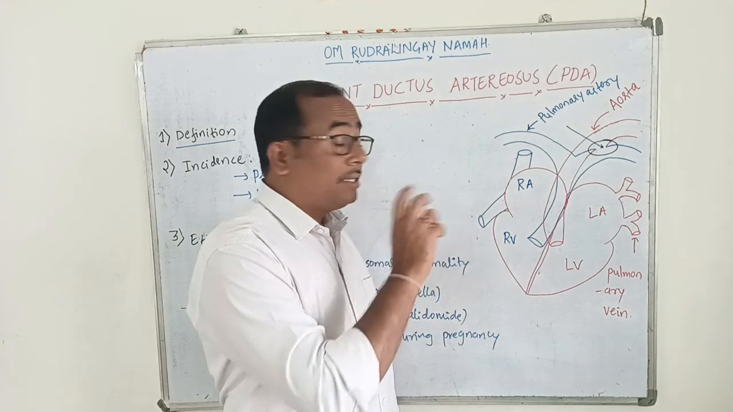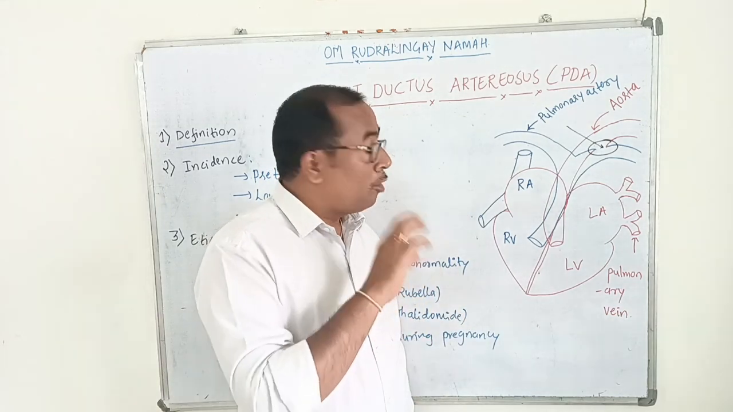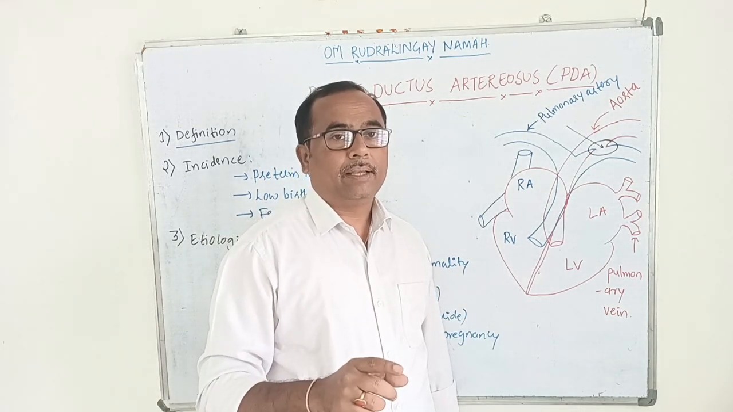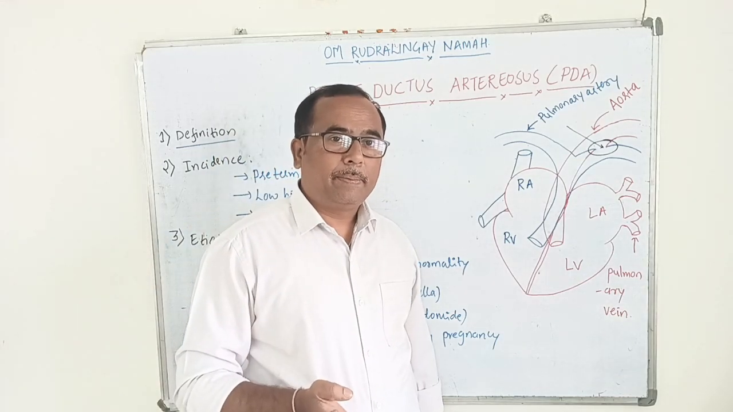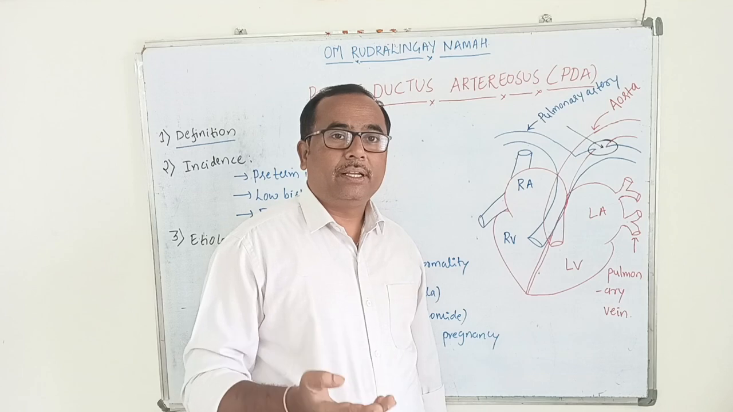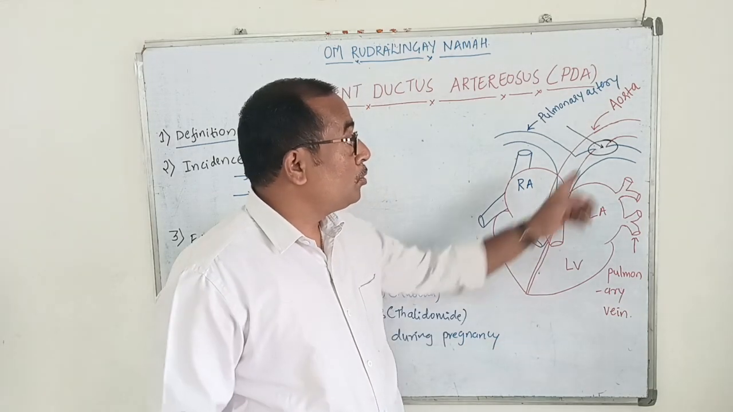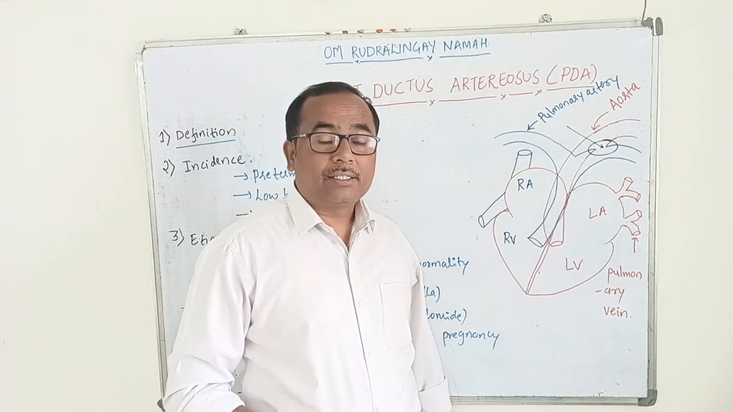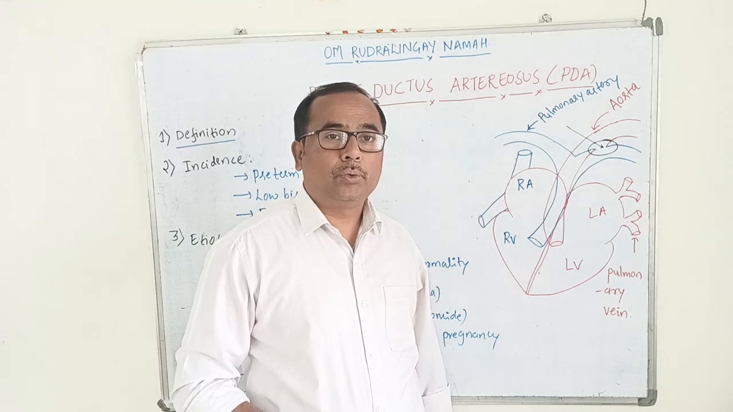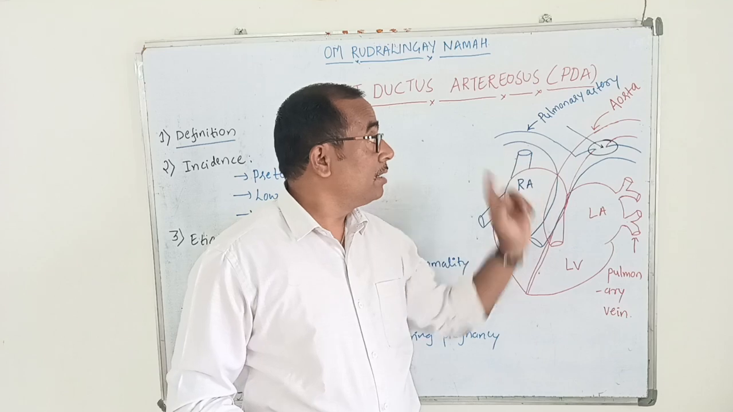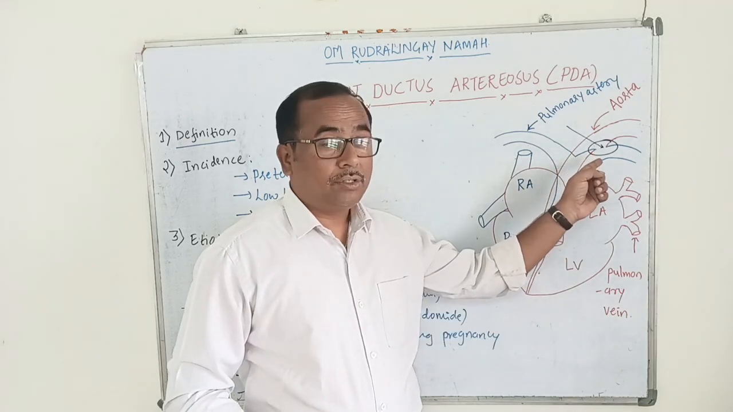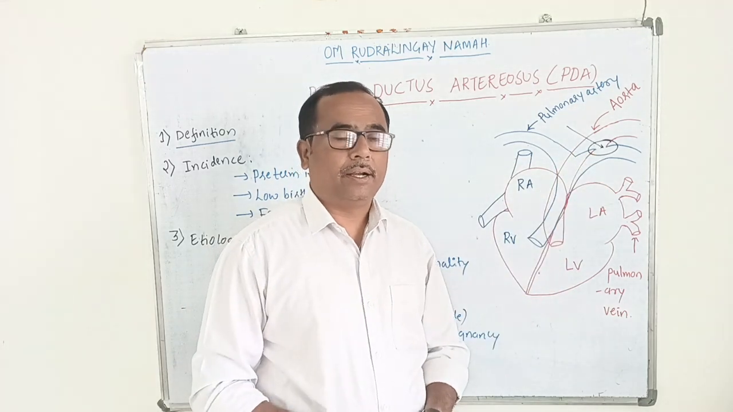Actually, the ductus arteriosus is normally present during fetal life. But once the baby is born, within 2 to 3 days it is supposed to close. The ductus arteriosus should close 2 to 3 days after birth, but when it remains open and does not close, this condition is known as a patent ductus arteriosus.